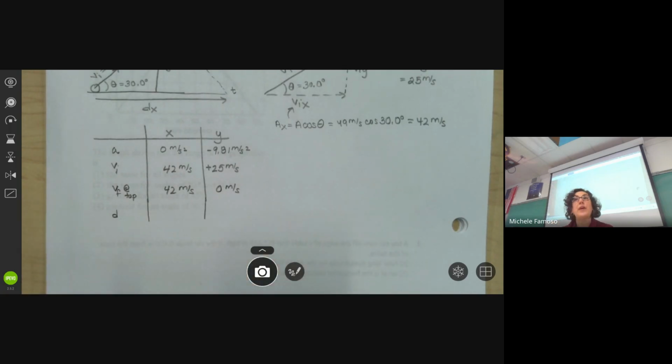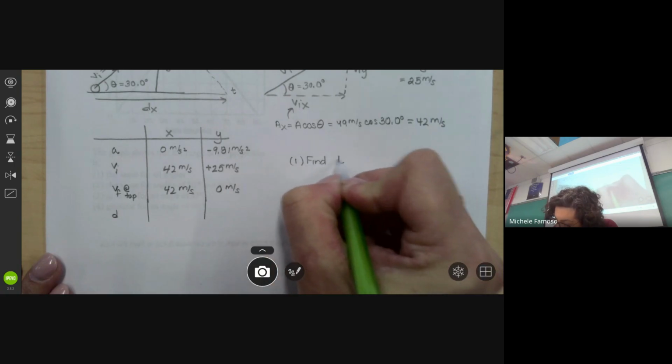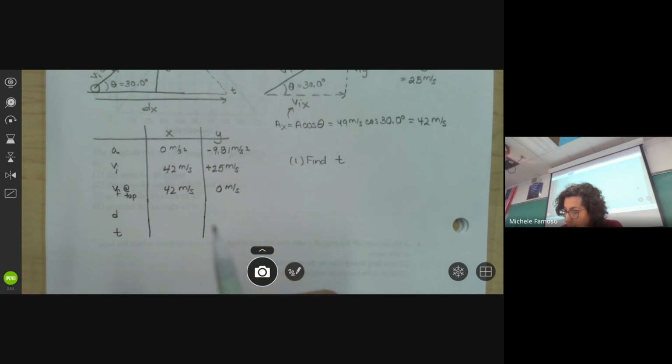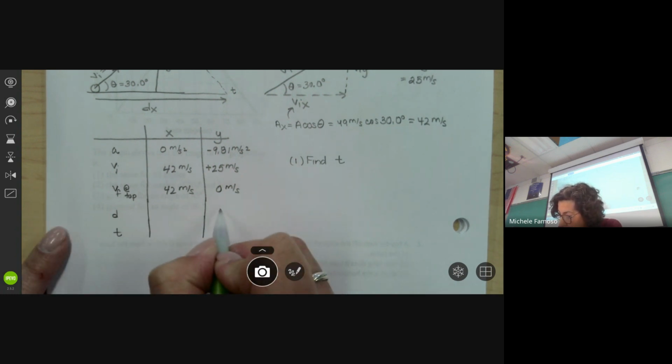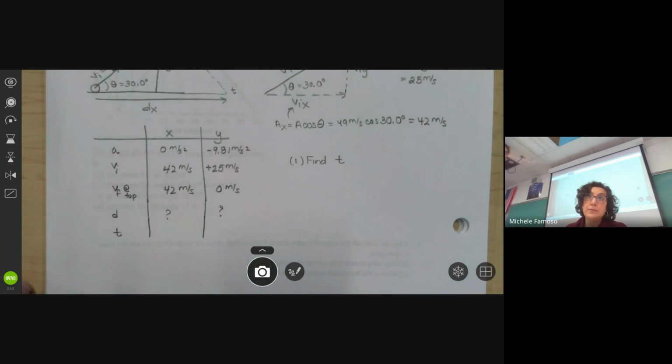Now, I can do it without time, but I'm going to get the time first because I've told you that's what you always should be doing. So the first thing I want to do is find the time no matter what. Because in part A, I want how high it goes here. And in part B, I'm looking for that range, the dx. I don't know either D.